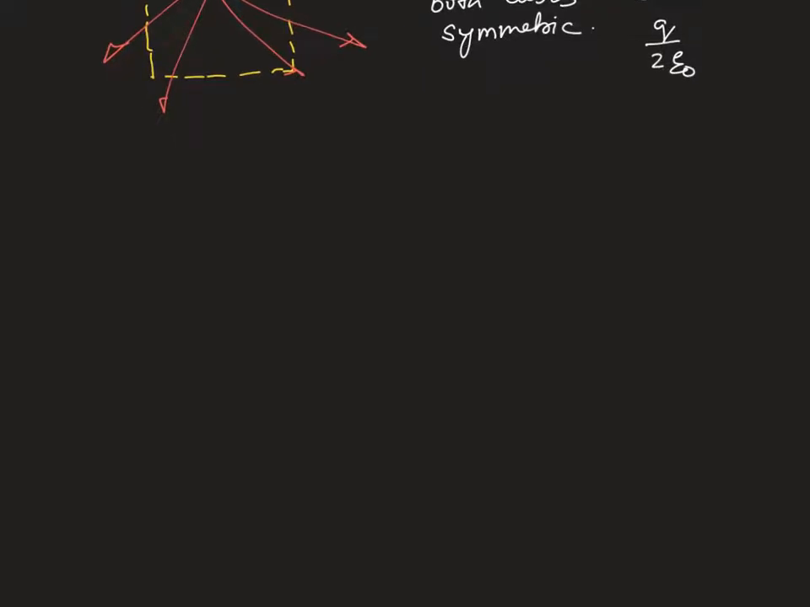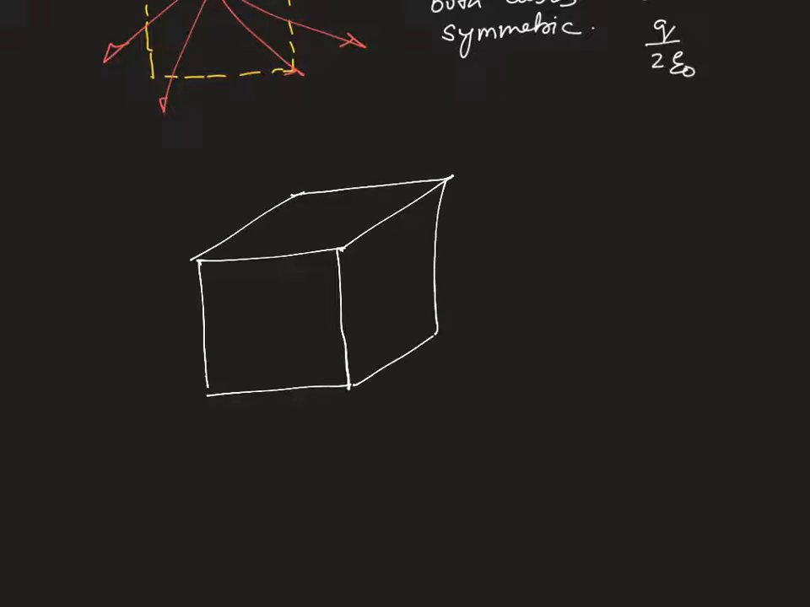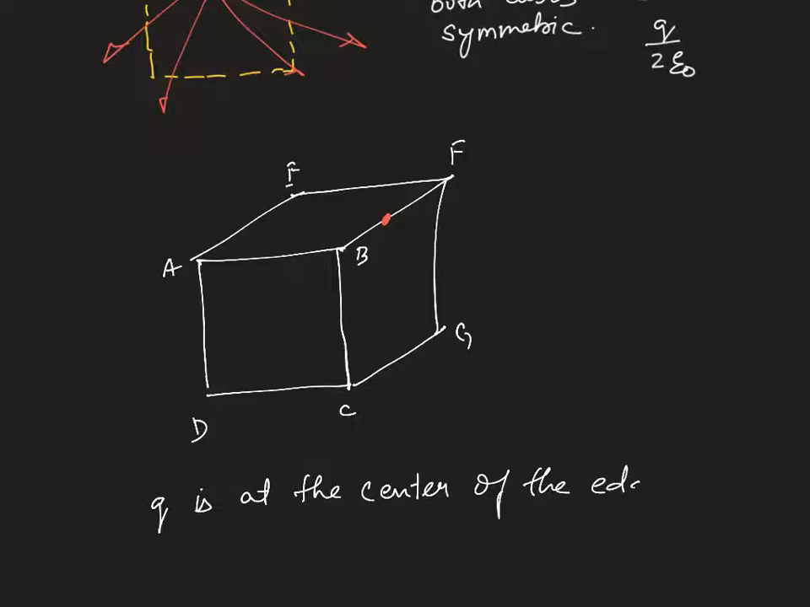Now let's consider another cube. Again, freehand. If I have a charge at the center of an edge, let's say A, B, C, D, E, F, G. Now H is not visible, I'm not going to show it right now. The charge is at the center of the edge BF. Now what is the flux through the cube?